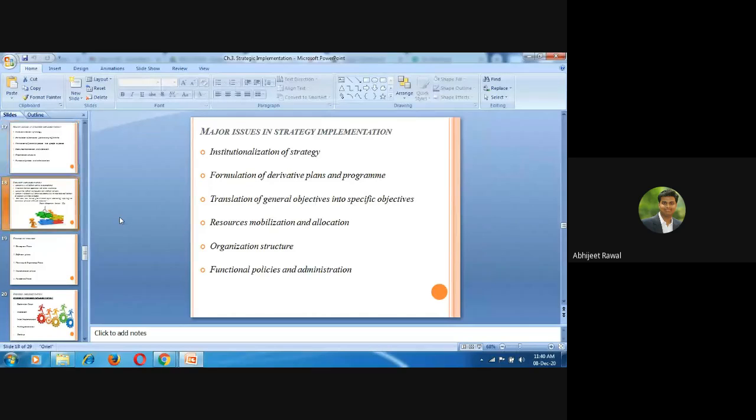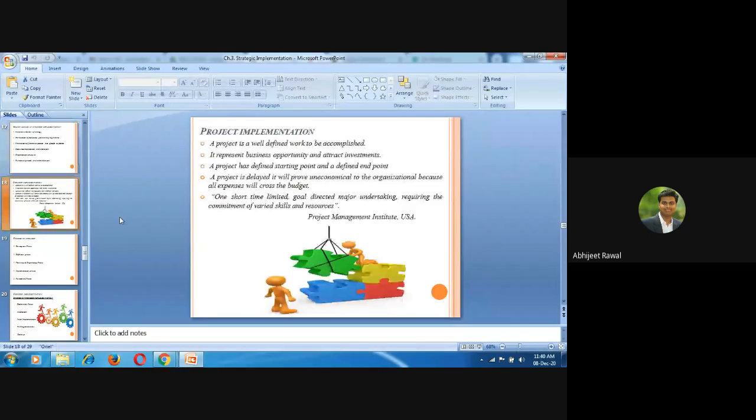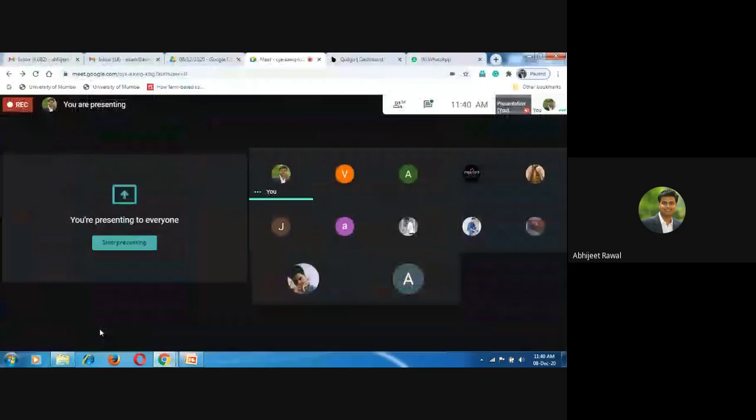Then we have a next concept called project implementation. Project, what is project? कोई example आप बोल सकते हो project का? Any example of project? Project, what is project?